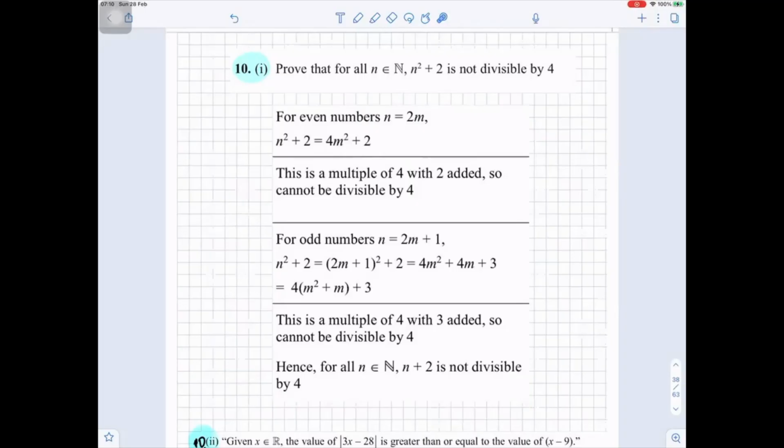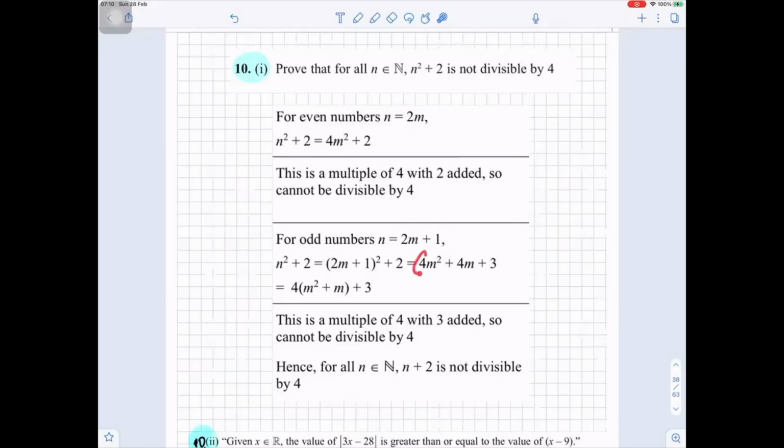Now you try with an odd number, because we've done it with an even number. An odd number is 2 times m plus 1, because 2 times m is an even number, and when you add 1 to an even number, you get an odd number. So 2m plus 1 is an odd number. So we would use (2m plus 1) squared plus 2. And that will give us 4m squared plus 4m plus 3.